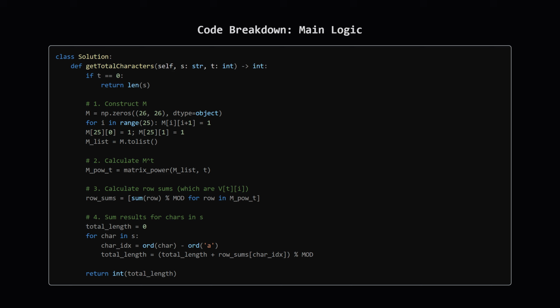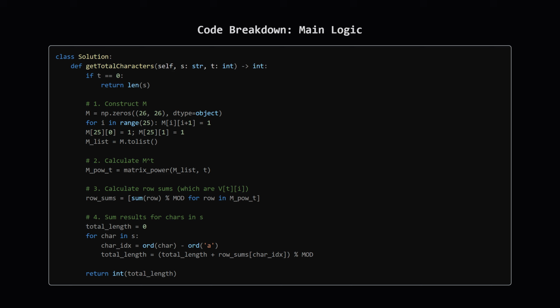Next, we compute the sum of each row in M power T. We use a list comprehension for this. For each row in M power T, we calculate its sum, and take the result modulo. This gives us the list row sums, where row sums at index I holds the final length contribution from starting character I. Finally, we initialize total length to 0.